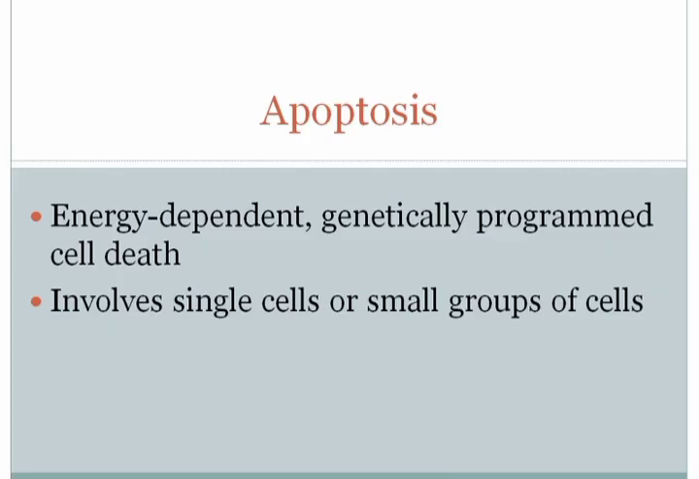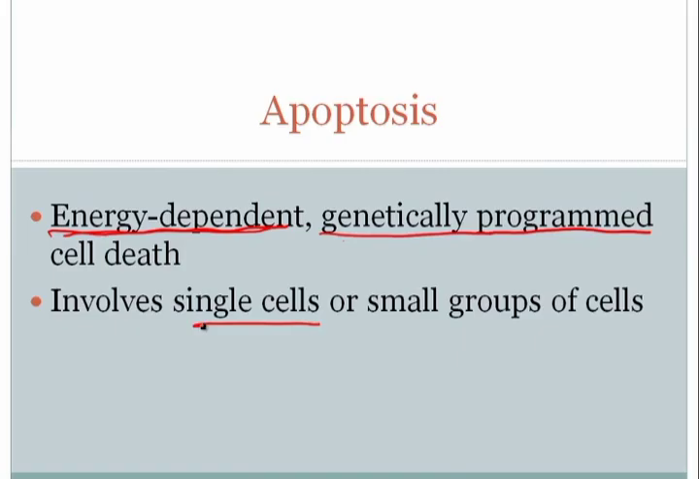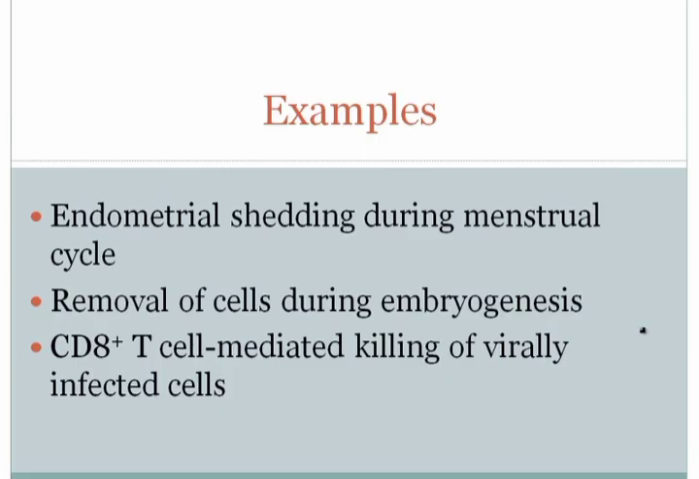Remember that I told you the way I sort of think about apoptosis is it's cellular suicide. It is energy dependent. The cell decides that it wants to purposely use energy to kill itself, and it's genetically programmed. It runs through a genetic program in order to destroy itself. Usually it involves single cells or small groups of cells, as opposed to necrosis, which involves a large group of cells.